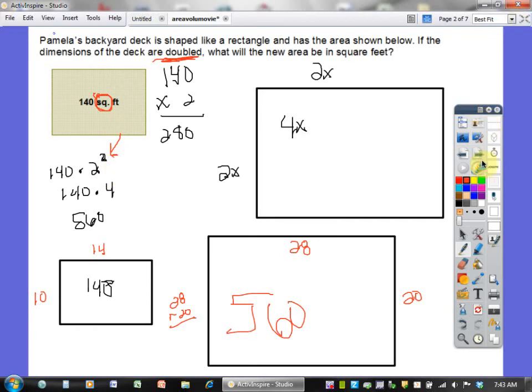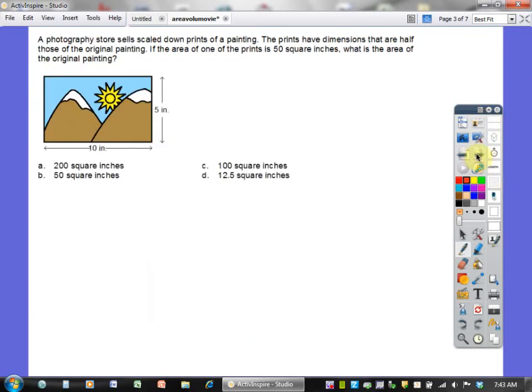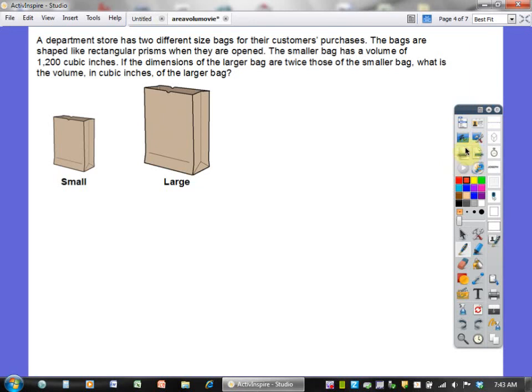Now, looking at the next question, we kind of get into a volume situation. And the thinking is the same, but we have to do something just a bit different. A department store has 2 different size bags for their customers' purchases. The bags are shaped like rectangular prisms when they are open. The smaller bag has a volume of 1,200 cubic inches, and if the dimensions of the larger bag are twice those of the smaller bag, what is the volume in cubic inches of the larger bag?